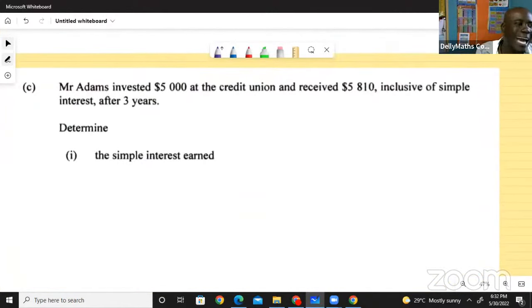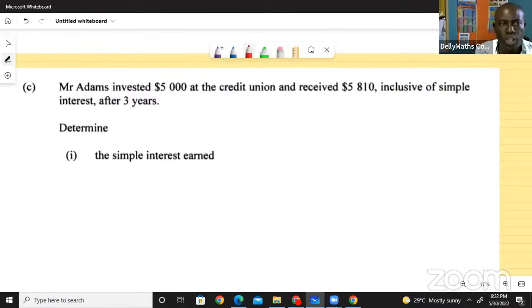All right, so now we're looking at a simple interest question. I made sure that I got some of those questions there, so everybody could actually see what's going on. So we have some simple interest question going on right there. And this question reads, it says that Mr. Adams invested $5,000 at the credit union and received $5,810 inclusive of simple interest after 3 years.